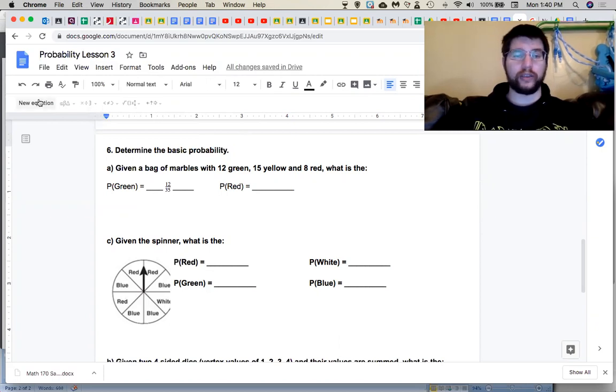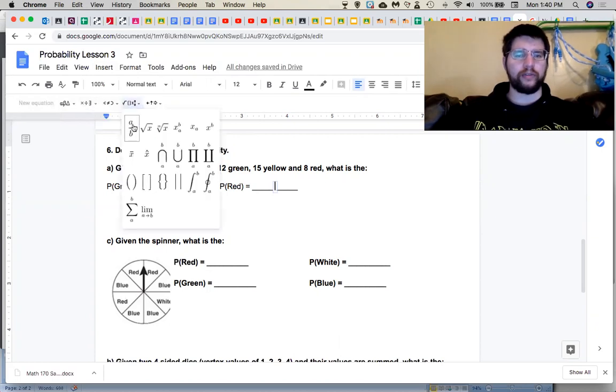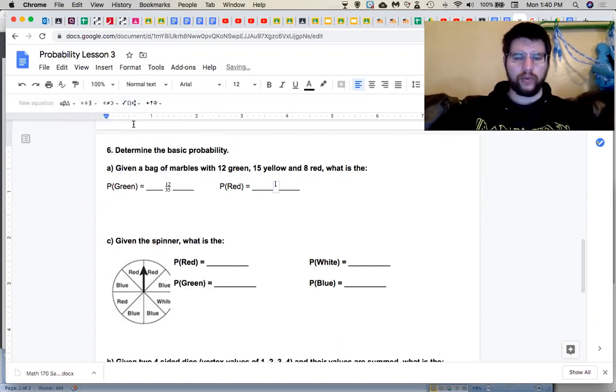I'm going to need another equation, right? I'm going to need a new equation. So I click the new equation button. Then I make a new fraction. 8 reds, and again, 35 marbles.